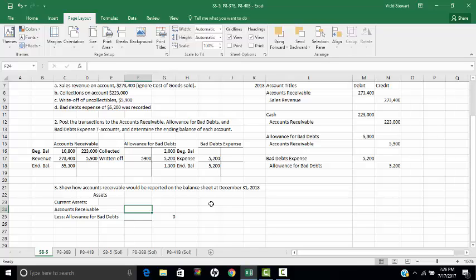at December 31st, 2018. Well, we would have our accounts receivable balance of $55,300 and then we would have our allowance account balance as a subtraction from that because it is a contra account to accounts receivable. So we would show the net amount of $54,000 for accounts receivable as a current asset as of December 31st, 2018. And that is the conclusion of the demonstration for exercise S85.